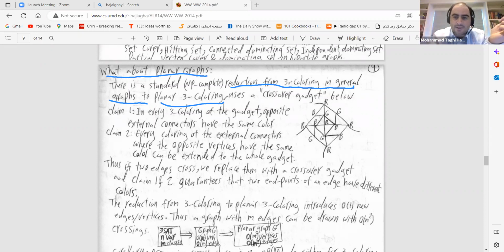And again, a planar graph is a graph that you can draw such that there is no crossing of the edges in the graph. So for example, if these are the vertices, there's a crossing here. So there is no crossing for planar graphs.